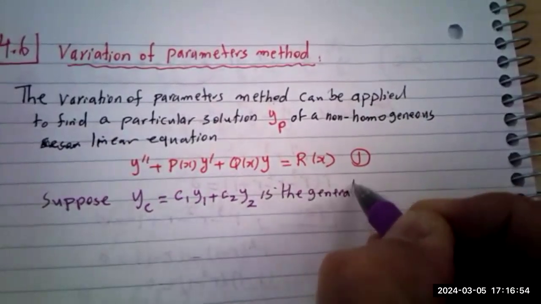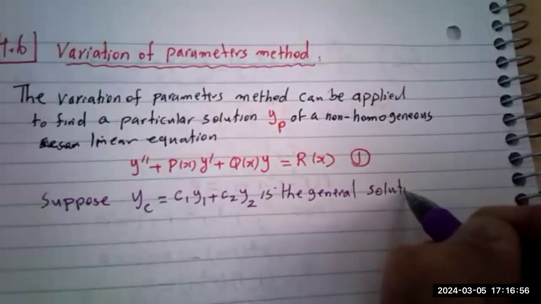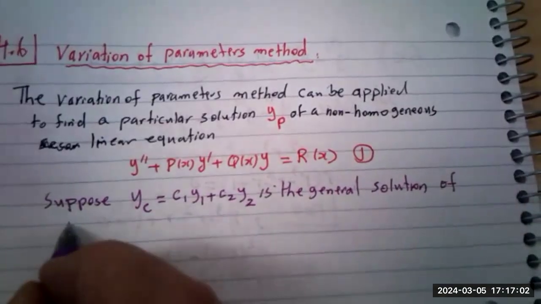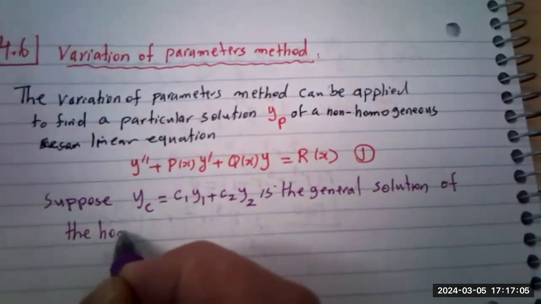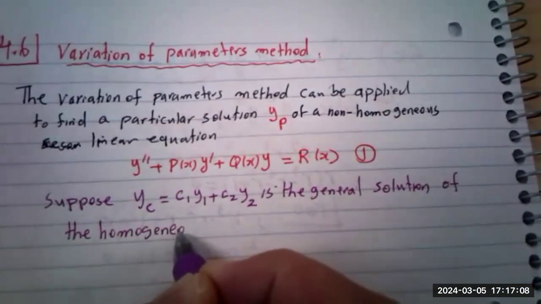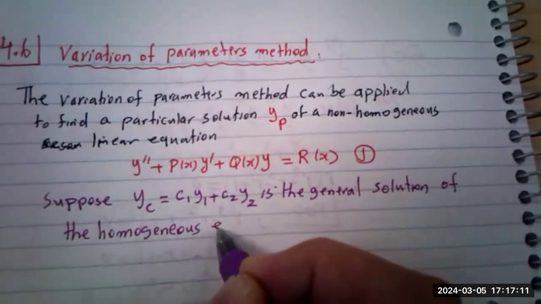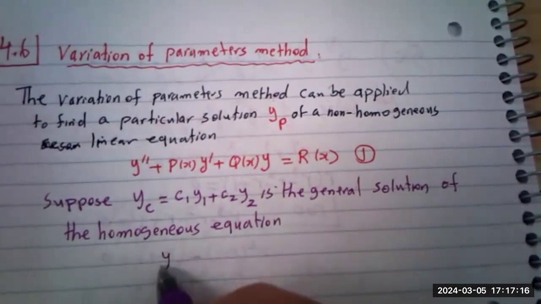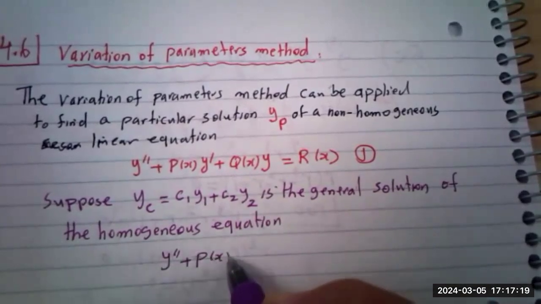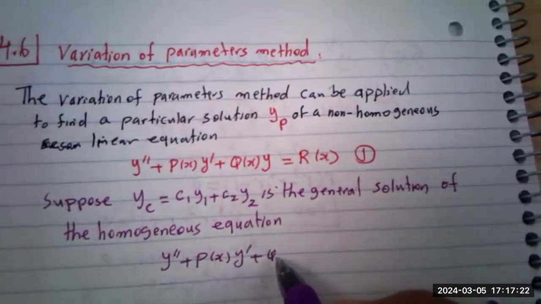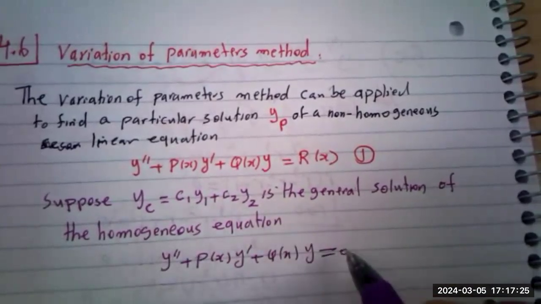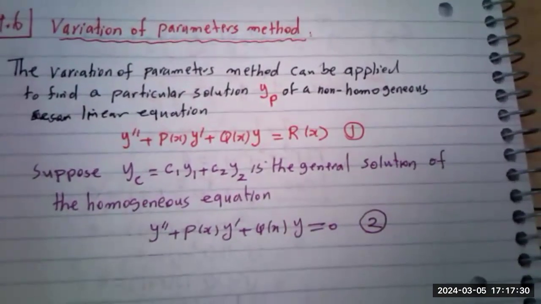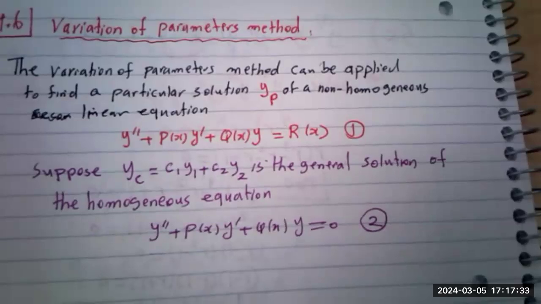It is the general solution, as usual, of the corresponding homogeneous equation associated to this one, which we refer to as y double prime plus p(x) y prime plus q(x) y equal to 0. Call it equation number 2. So we are already done with this one. Somehow, whatever method, we already got the YC.